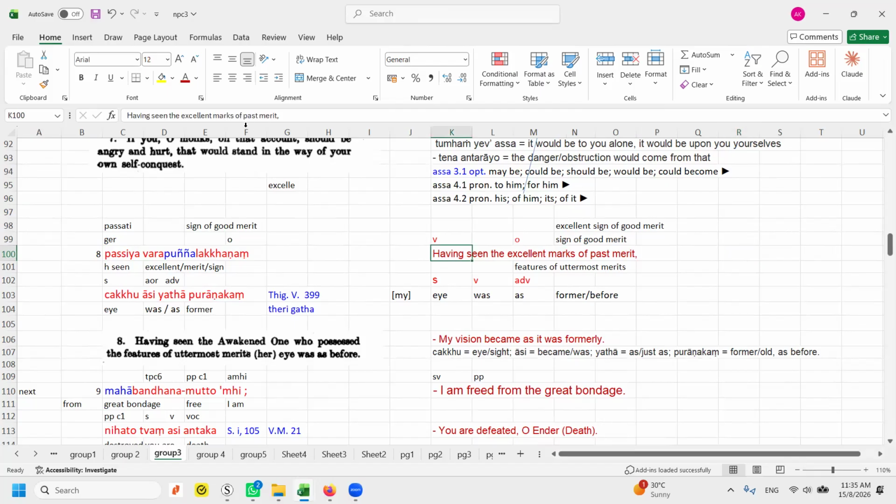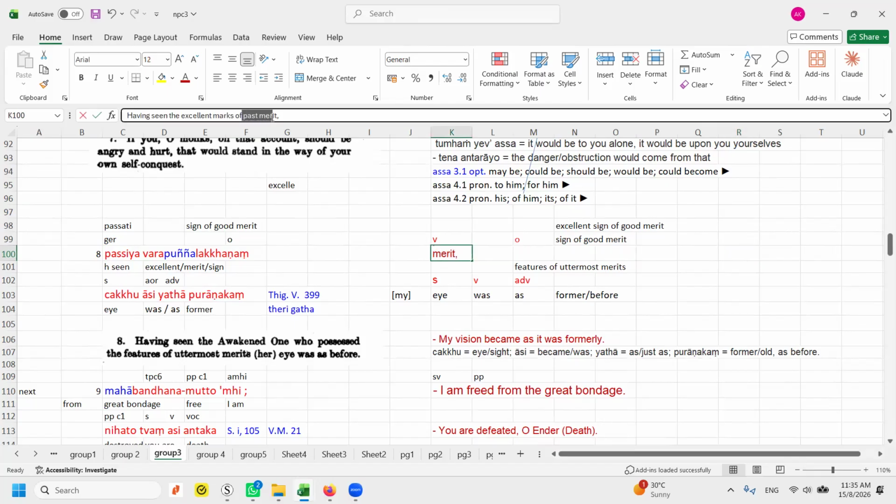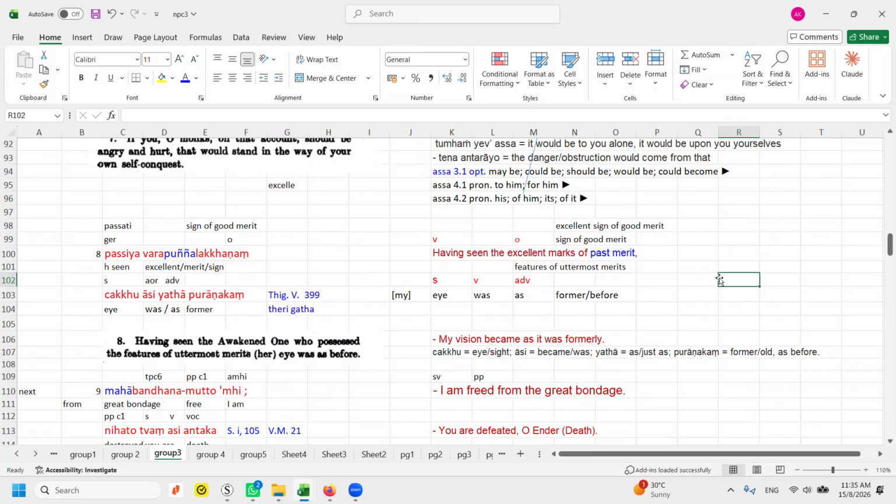The merit has to be passed, because you know that merit comes from the word karma. Karma means action. Action means it has to be passed. So the word pass is indicative. All right.